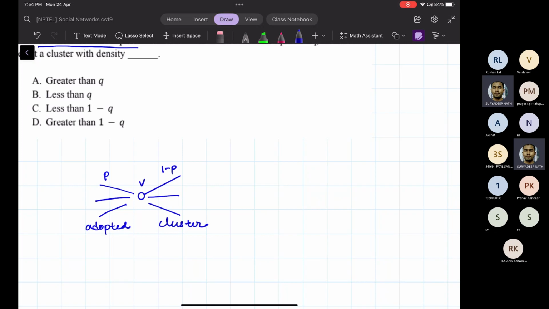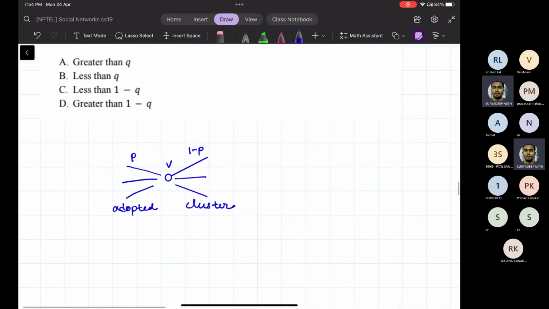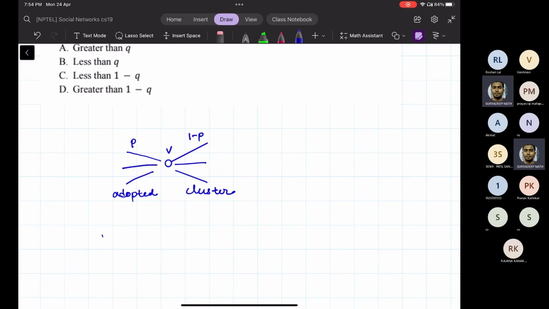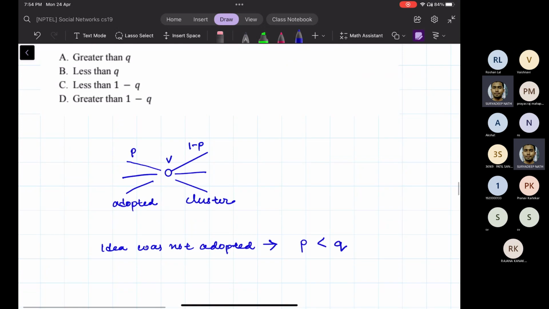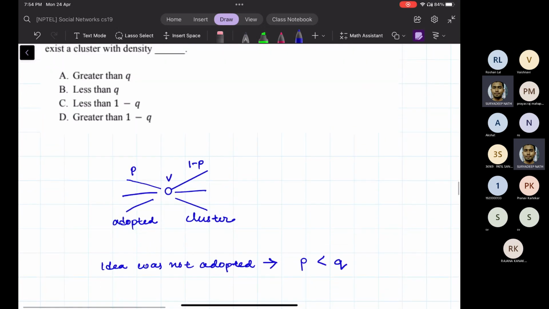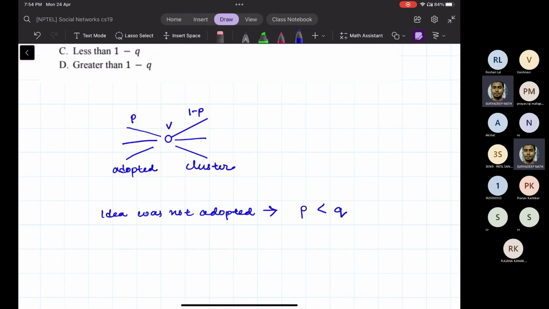So if the idea was not adopted, it is because p was less than q. This is what q is, the threshold, and p is the fraction of friends that adopted. So if p is less than q, the idea won't be adopted. So 1 minus p should be greater than 1 minus q basically.